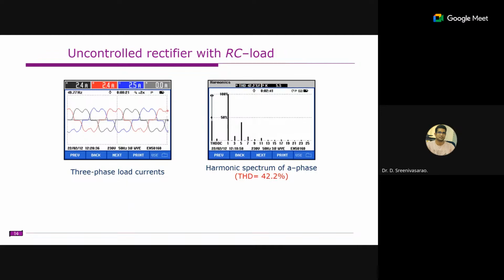Whereas this RC load is more common in power supplies. If you see, the THD increases here. The THD is around 42.2%. So these kinds of loads are more common. All the power supplies that require AC to DC conversion, we can normally treat or model as an RC load.